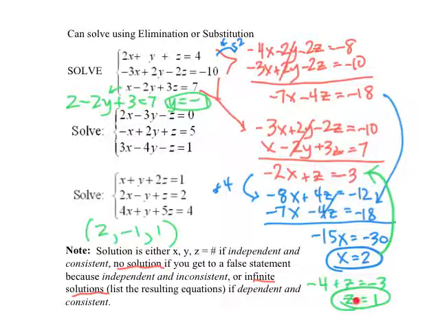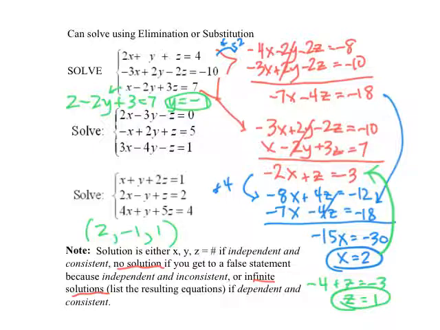Now I can take these two and put them in any one of the original three equations. I chose the third one for some reason. So I have 2 minus 2y plus 3 times 1 is 3. So 5 minus 2y is 7. -2y is 2, and y is -1. And there is my solution to the first system of equations.